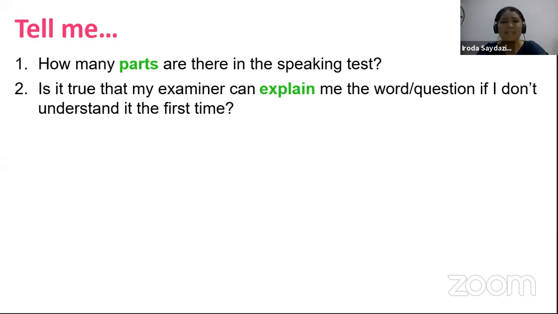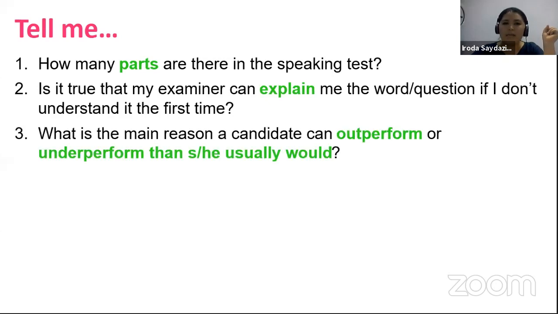So here you might get some scaffolding. Here you can get some help. They can paraphrase or explain something. So what do you think about the third question? What is the main reason a candidate can outperform or underperform than he or she usually would? What do you think?